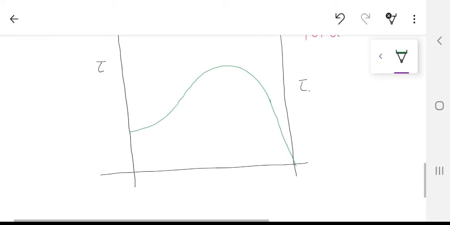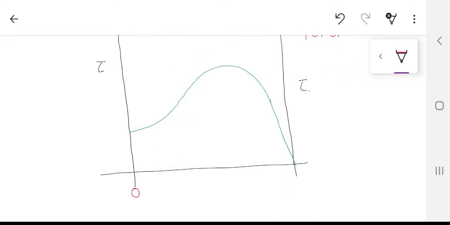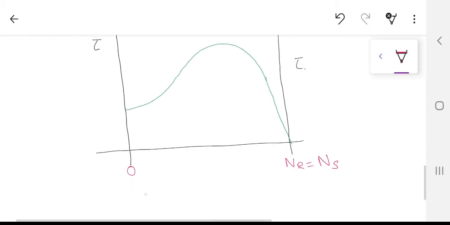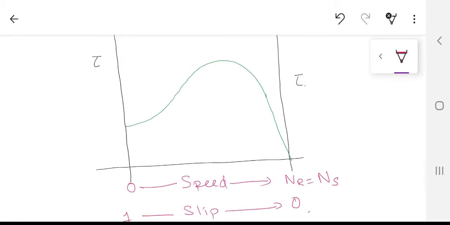On the x-axis, certainly everyone should have an idea. This is your zero speed, and here NR is equal to NS. This is actually the speed on the x-axis. If you want to represent slip, this is 1, this is 0. Zero slip or NS speed is not possible, because at that point the induction phenomenon does not occur, so you are going to have zero torque at this point. Now this is the torque slip curve.